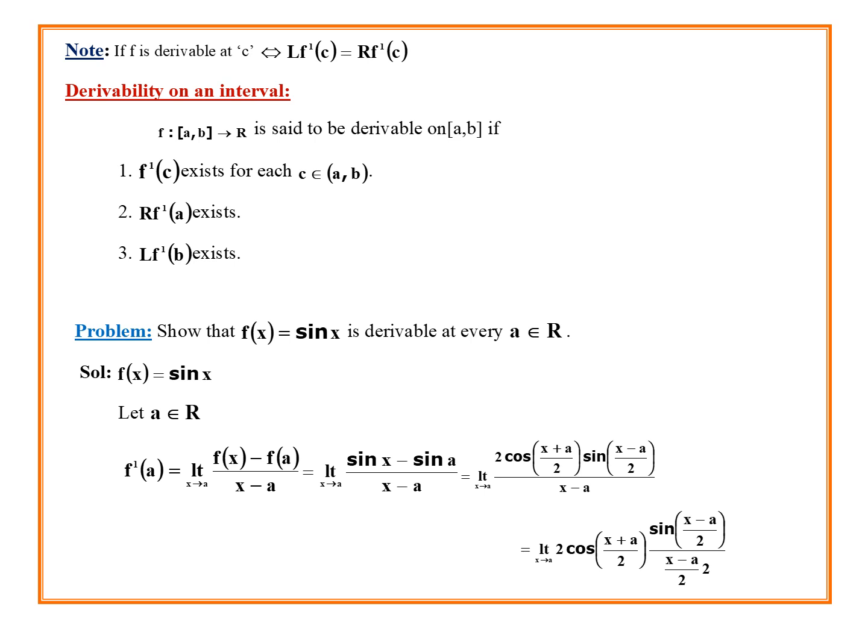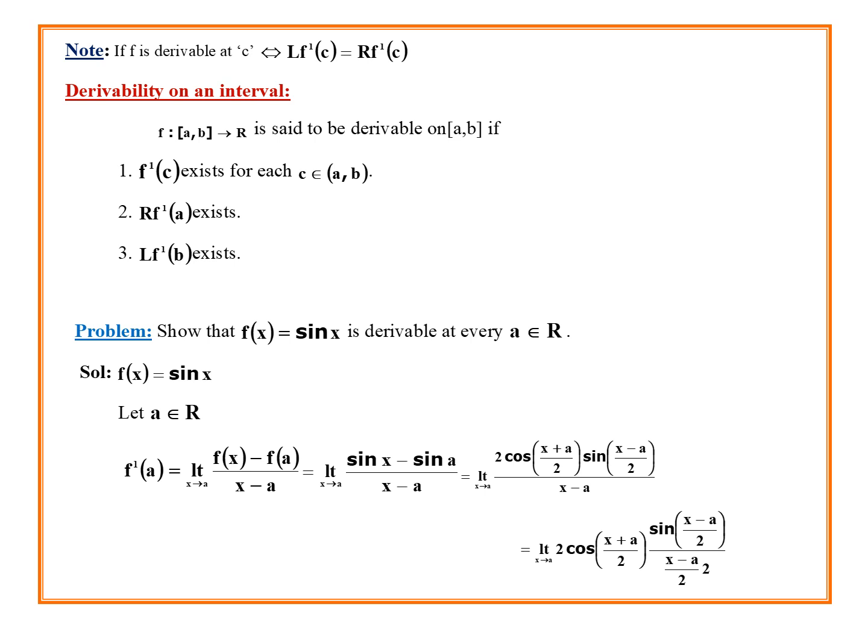f dash at a is equals to limit x tends to a, f of x minus f of a by x minus a. That is equals to limit x tends to a, sin x minus sin a by x minus a. That is equals to limit x tends to a, sin c minus sin d. What is the formula for sin c minus sin d? 2 cos c plus d by 2 into sin c minus d by 2.